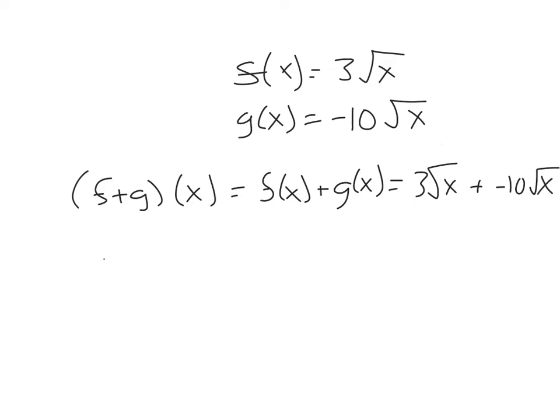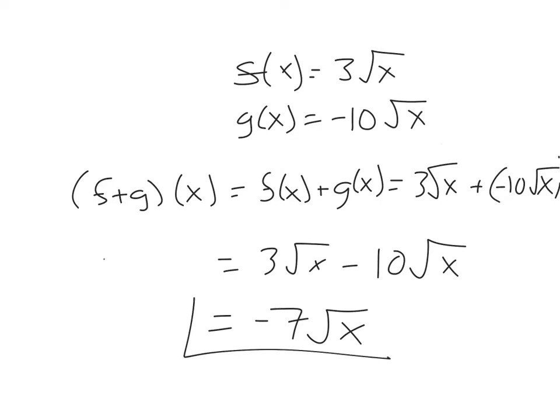Now, of course, the addition and the subtraction, they go ahead and multiply out to a subtraction, right? And so we end up with 3 square root of x minus 10 square root of x. And we can go ahead and actually subtract these out because they have the same square root of x. So we end up with negative 7 square root of x, okay? So there's a more complex one for you. Now let's go ahead and take a look at maybe a subtraction, okay?